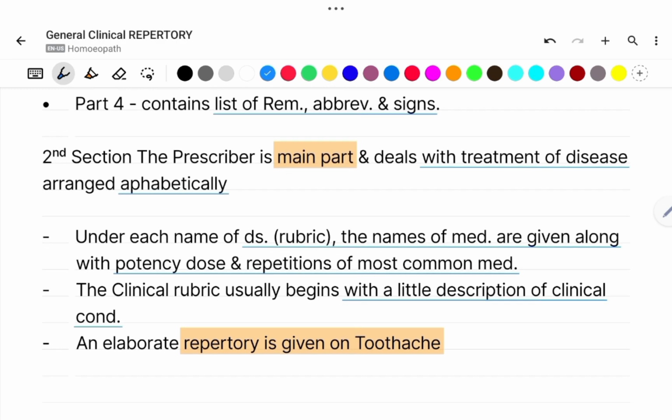This is an elaborate repertory on the topic toothache, and every clinical rubric begins with its description, that is, what the condition is. Then after that, the remedies are given below it.